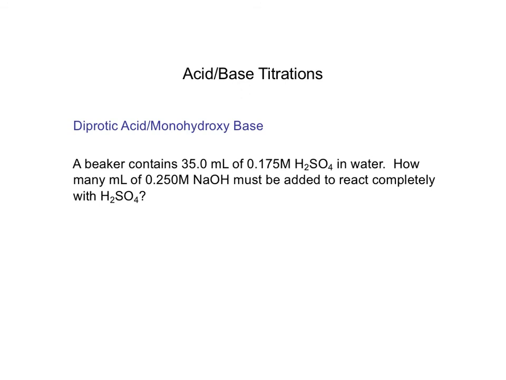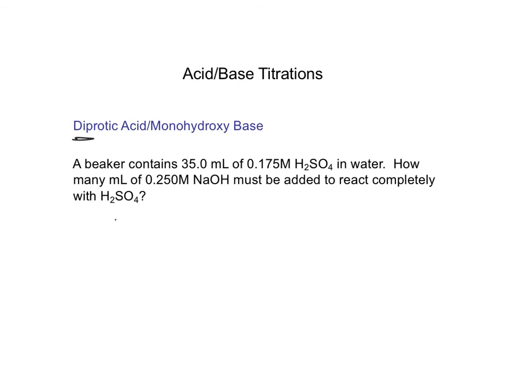So this one is for sulfuric acid, and my notes are missing on this stuff. So for this one, you're not going to use M1V1 is equal to M2V2, and that is because you've got a diprotic acid. That equation only works for monoprotic monohydroxy. So instead, you just have to treat it like a regular stoichiometry problem.